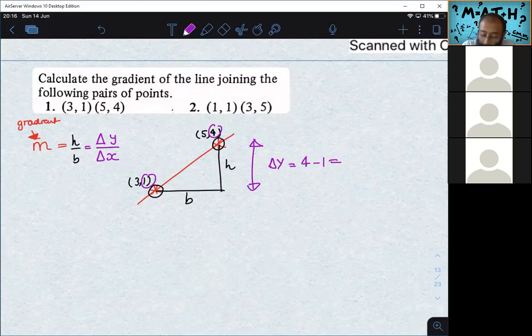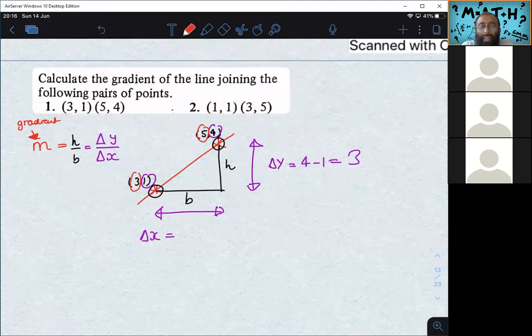3. So similarly, let's have Layla. How would you work out the base, the bottom? You'd work out the difference in the x values. So what would be the difference in the x values, Layla? 3 minus 1 is 2. Okay, remember you're looking at the x values. I don't know if you're looking at x and y. So what would be the difference in the x values?